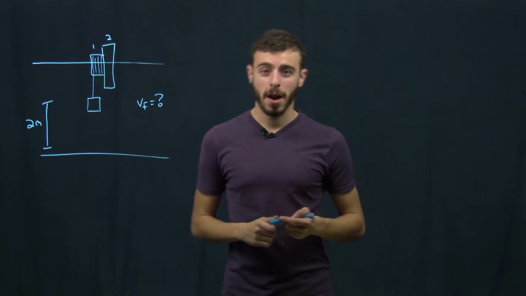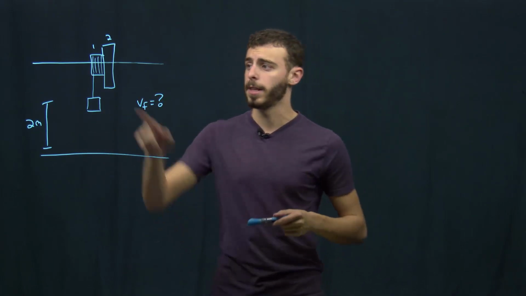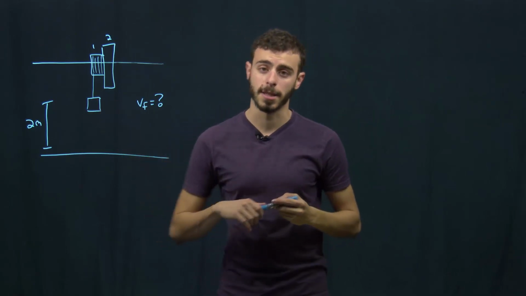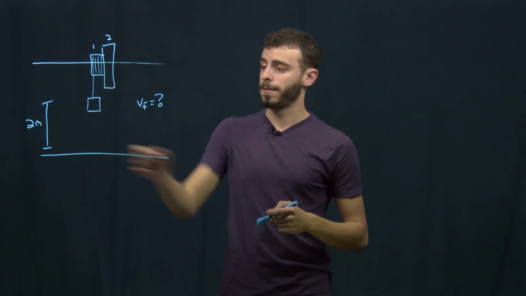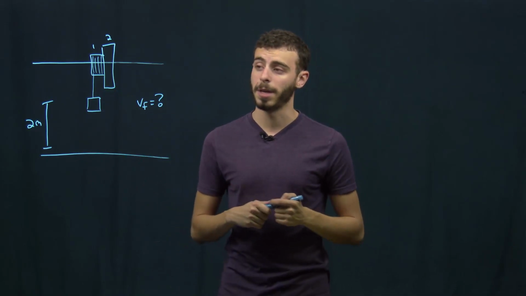Okay, so we have our scenario drawn out over here. In this case, we're looking head on at these disks. They will be rotating in this fashion as this block descends. The block is going to fall 2 meters, and we want to find the velocity of that block after those 2 meters.